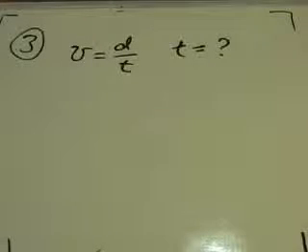Number 3 is the first one I would really call algebra. You have an equation, v equals d over t, and you want to solve for t. In other words, you want to rearrange it, get to a different equation where t is by itself and figure out whatever goes on the other side.